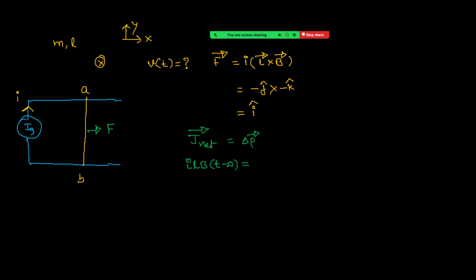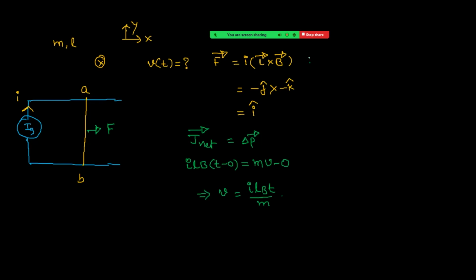When time t equals 0, this wire was at rest. Therefore, momentum was 0. At time t, its velocity is v. So it is m into v minus the initial value. Now directly from this, you can see v equals I L B into t upon m, right? So this is one way of solving the problem.